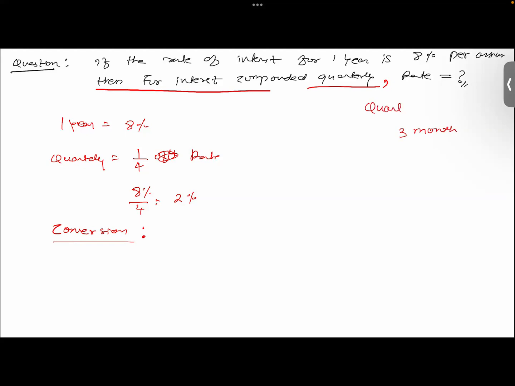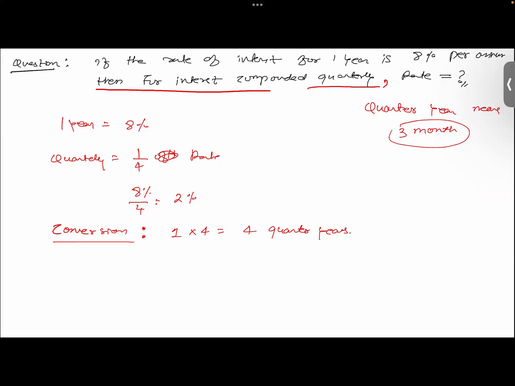Yes, sir. Quarter year means 3 months. So how many quarter months are there in a year? There are 4, right? Yes, sir. 4 quarter years. Got this, Arhan? I hope it's clear now. Yes, sir. Okay, good.